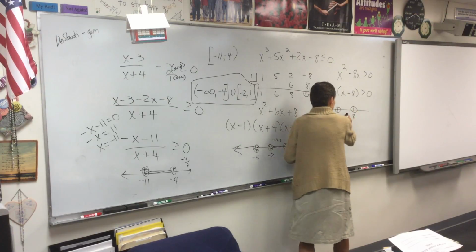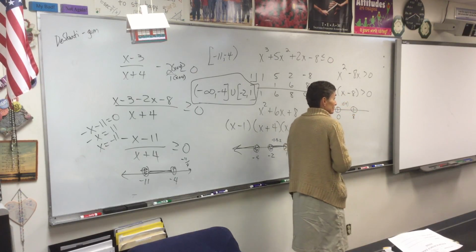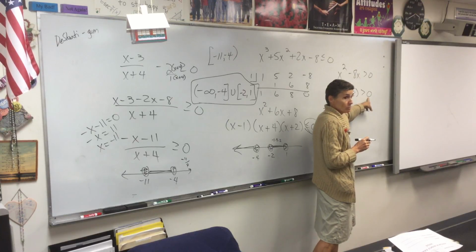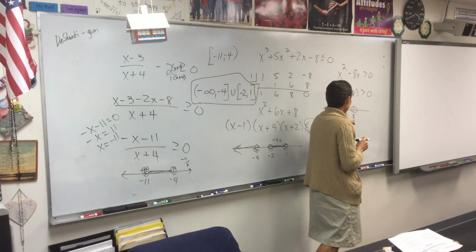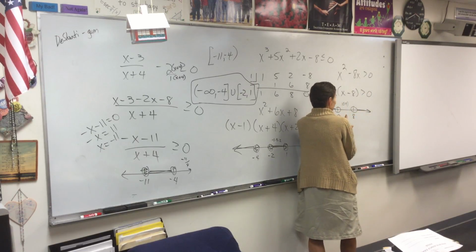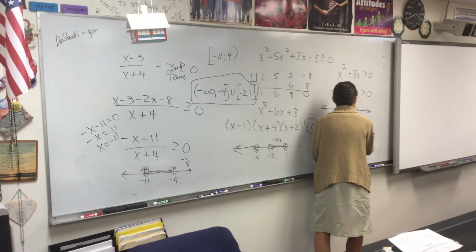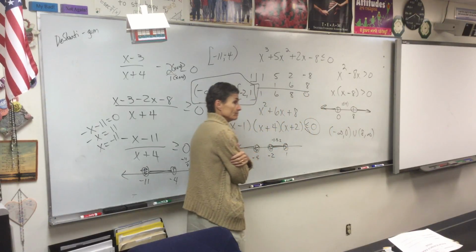1. So 1's in here. 1 would give me 1 times negative 7. Is that what you hoped? No, this is positive. 1 times negative 7 is not positive. So that doesn't work, which means this does and this does. So negative infinity to 0 or 8 to infinity is your answer.